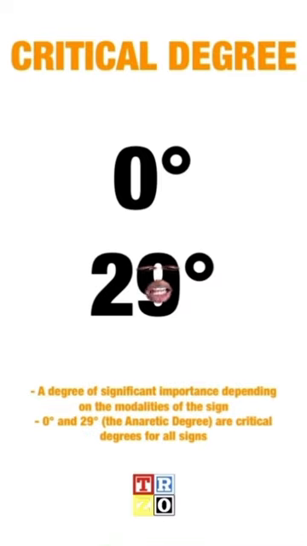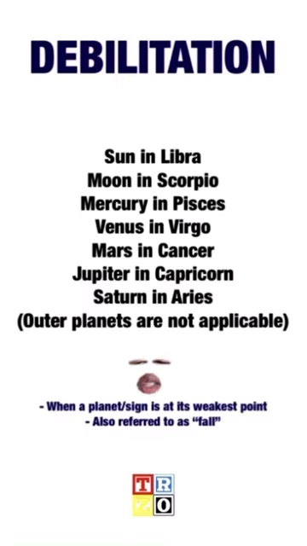Critical degree. It's a degree of significant importance depending on the modalities of a sign. 0 and 29 degrees are critical degrees for all signs. Debilitation. It's when a planet or sign is at its weakest point. It's also referred to as fall. You got your sun in Libra, moon in Scorpio, so on and so forth. It's also important to note the other signs are not applicable.